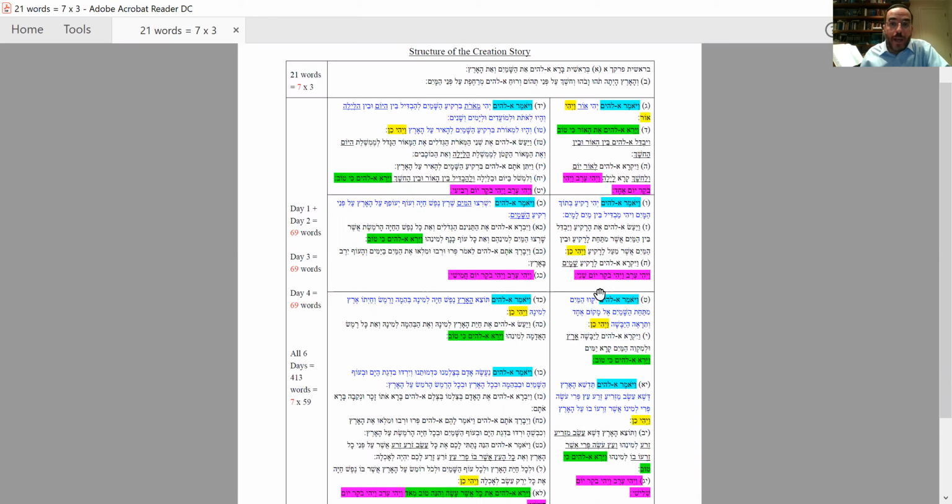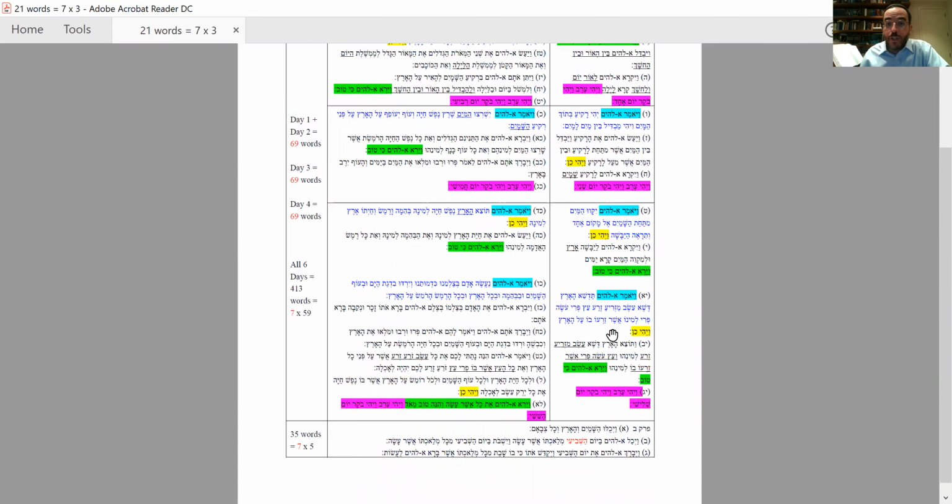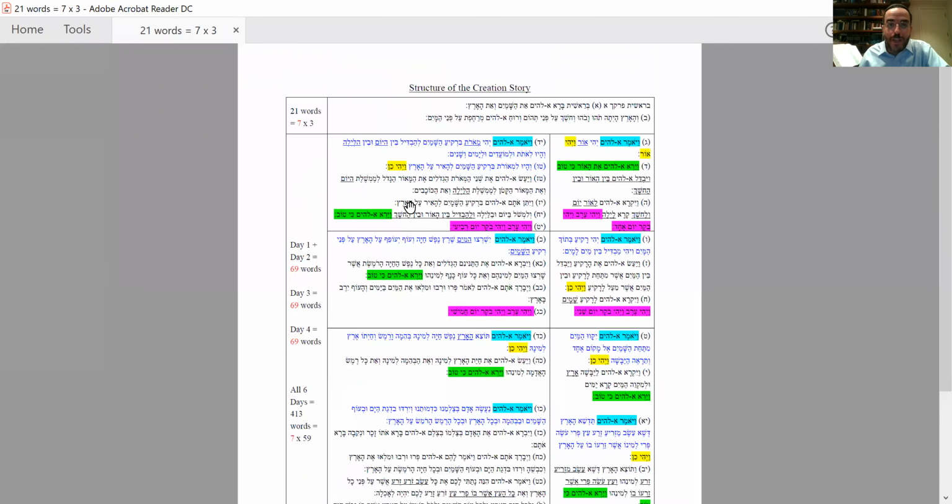Furthermore, if you would count the number of words in days 1 and 2 of creation, you'll find, you can try it yourself, there are 69 words exactly. Third day of creation, again, 69 words exactly. Fourth day of creation, once again, 69 words exactly. That seems too good to be just coincidence.